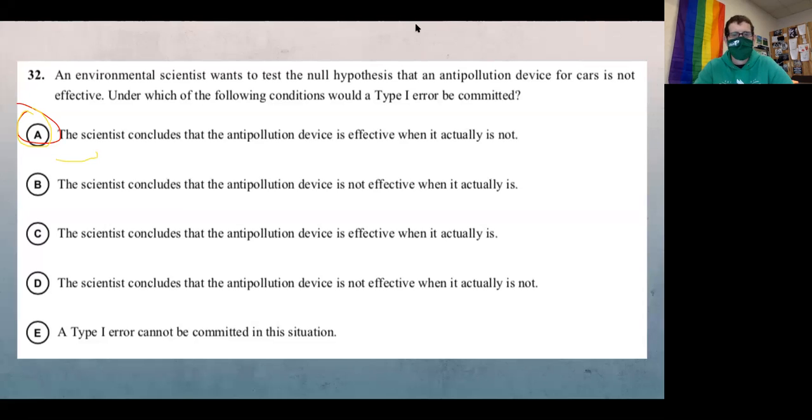So there we go. This is the one we did for bell work. This is rejecting the null when we should not have. This is not an effective anti-pollution device, but the scientists said that it was, and therefore made a mistake. That was an error.